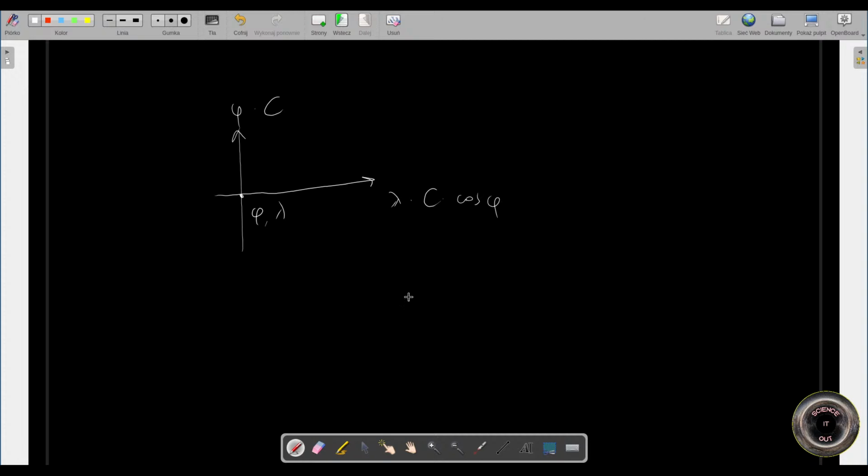Okay, and then I'm basically just taking a vector that is at an angle alpha to this north-south axis, and then going in such a coordinate system by a distance of x, and then calculating what would be the phi and lambda 2. I won't go into detail.